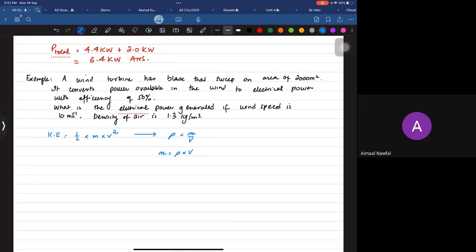So if I do not have volume, can I say volume is area times length? Can I say that? Yeah. All right. Because we have the area, now we do not have the length, right? So we're going to go further. How do we find the length of air moving? What is the length of air moving?